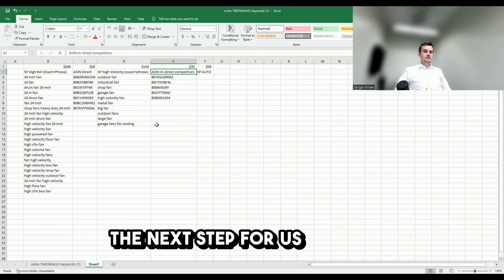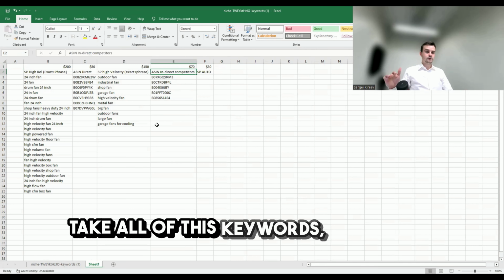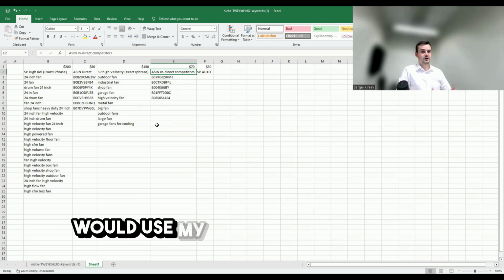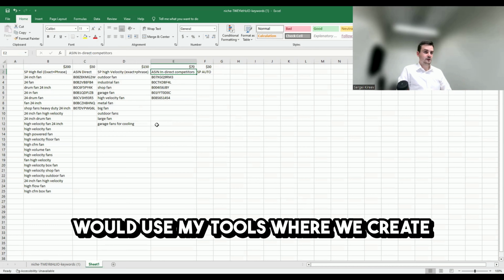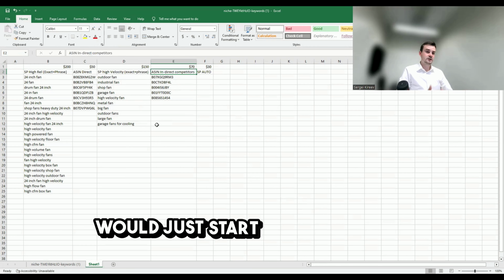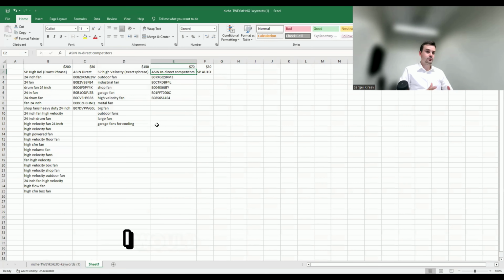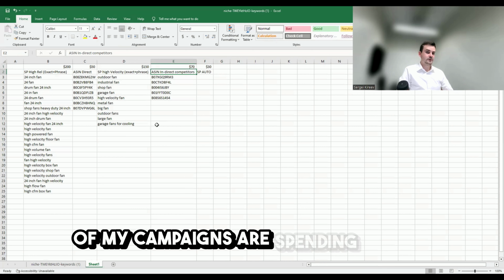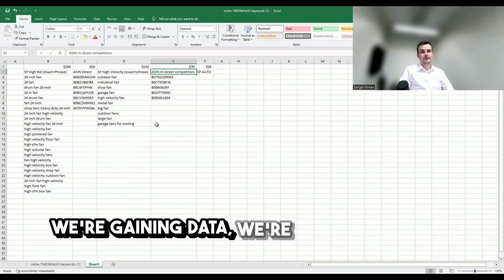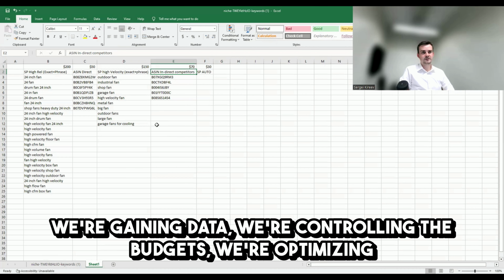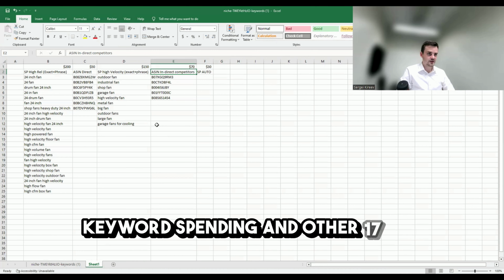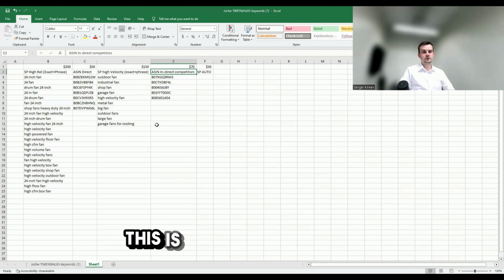The next step for us is just to take all of these keywords and launch the campaigns. If I were to launch these campaigns, I would use my tools where we create multiple different campaigns at scale in bulk. And I would just start monitoring the performance. I would make sure that all of my campaigns are spending money, all of the keywords are actually spending money and we're gaining data. We're controlling the budgets, optimizing on the go in order not to have 5 keywords spending and other 17 not spending, right? This is what we don't want.